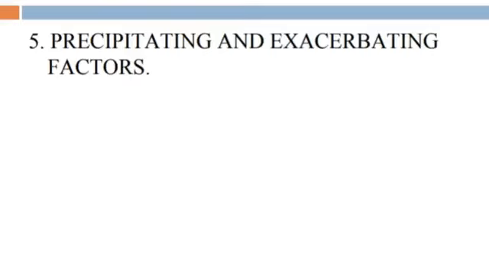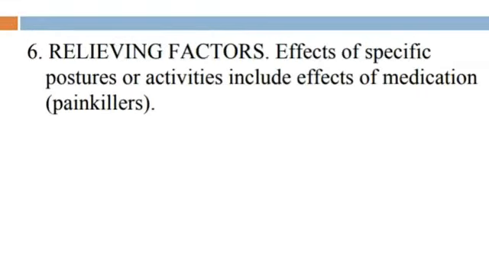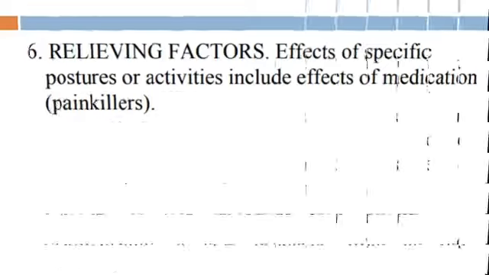The discomfort exacerbated by rapid change in head position or by events that transiently raise the intracranial pressure, such as coughing and sneezing, is often associated with an intracranial mass headache, but can occur in migraine, while anger, excitement, or irritation can precipitate or worsen both migraine and tension headache. Relieving factors. The effects of specific postures or activities include effects of medication, we mean painkillers.